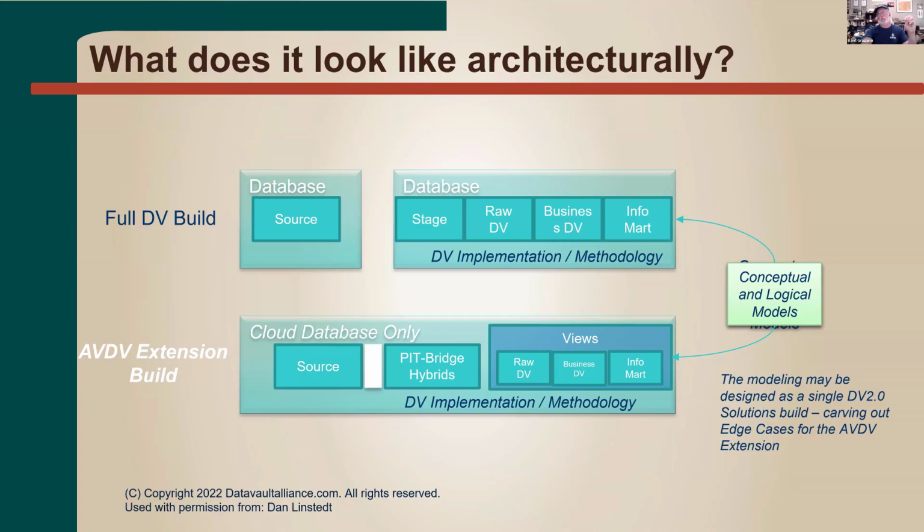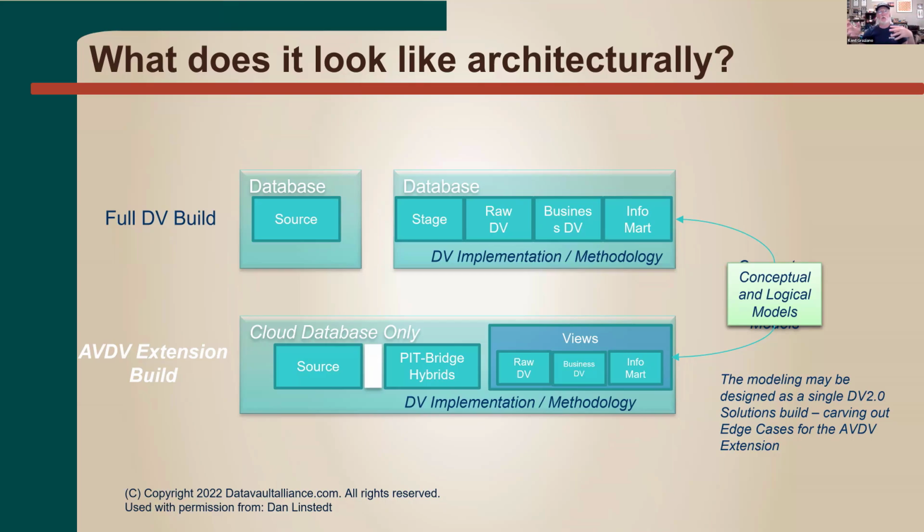Basically, Dan's replaced that with the PIT bridge hybrids to handle what we were doing with domains, relators, and a key mapping table. He's rolled it all into one structure, right? And joining back then to the Type 2 persistent staging area and putting views on top of it to then make a raw vault structure, and then your business vaults and your information marts.